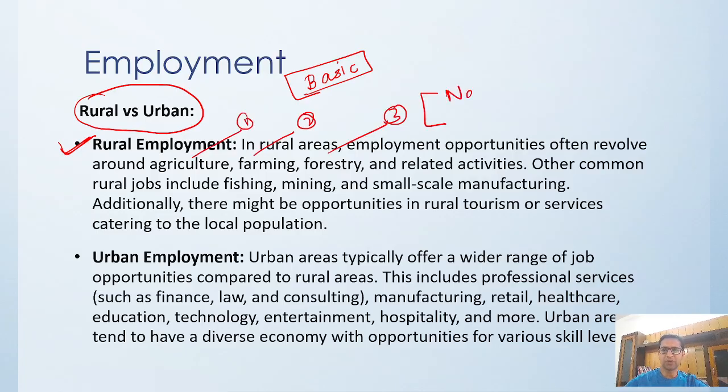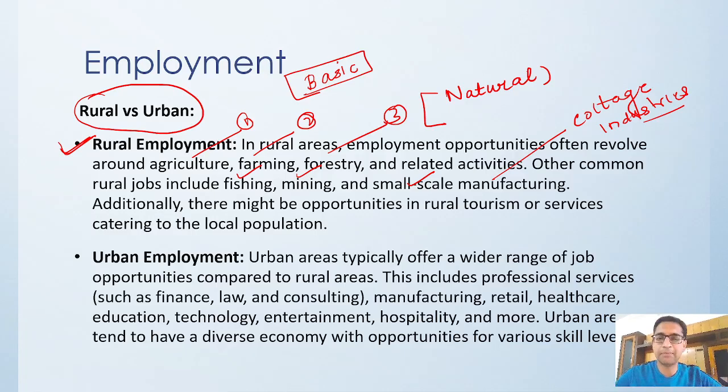because in the rural area we find most of the natural resources. You have fishing, mining, and small scale industries, which we call cottage industries. These are all part of rural employment, along with rural tourism and all these things. So it creates employment for the rural area, rural people, correct?